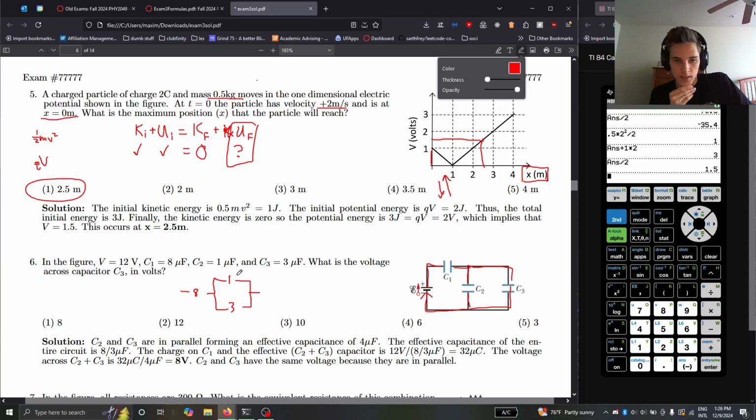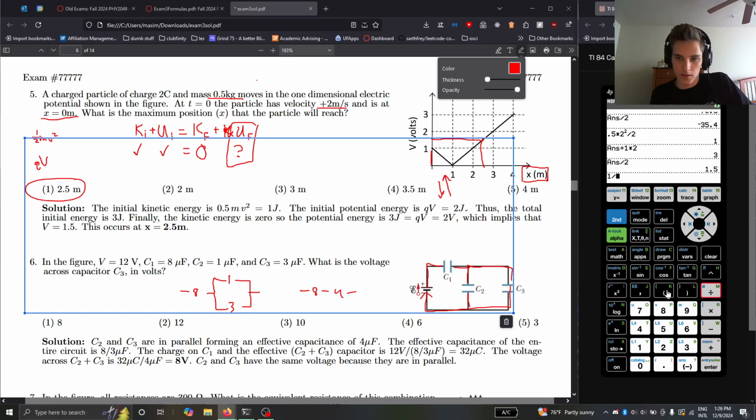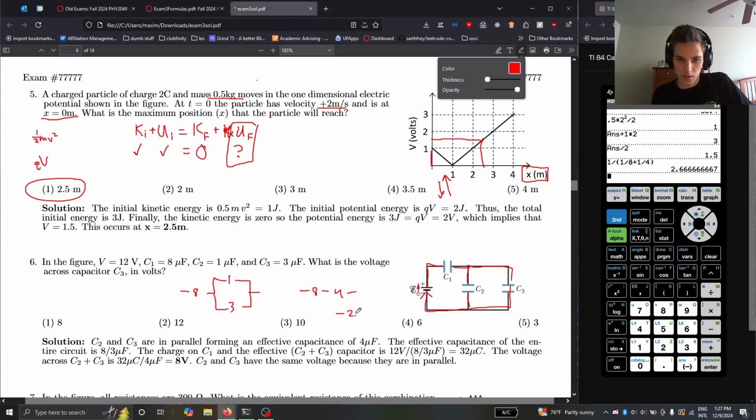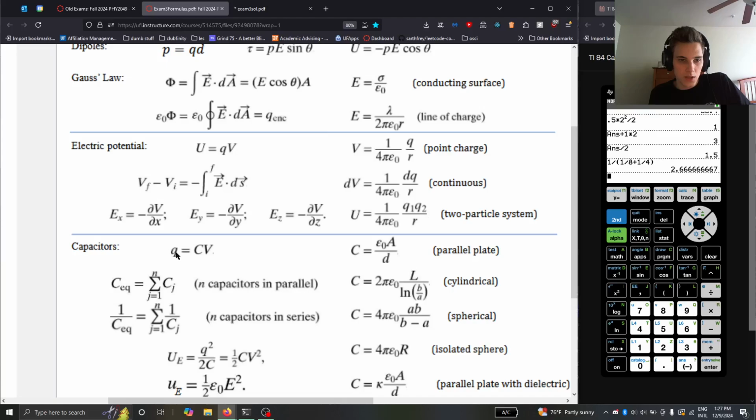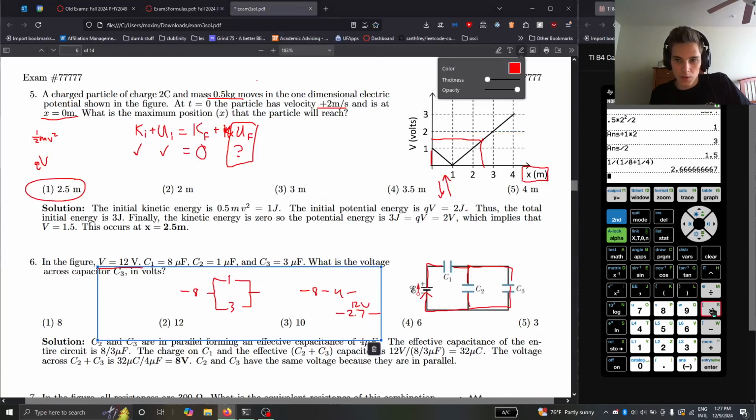Capacitors add like this, right? So here we get 8, 4, and then here in parallel they do this weird thing where it's 1 over each of the components is equal to the total. So this ends up with like a 2.7. Now we know the total voltage is 12 volts. If we look at the formula sheet, the capacitance times the voltage is equal to our Q, our charge. So we can multiply this by the 12 volts to get a total charge of 32 coulombs.